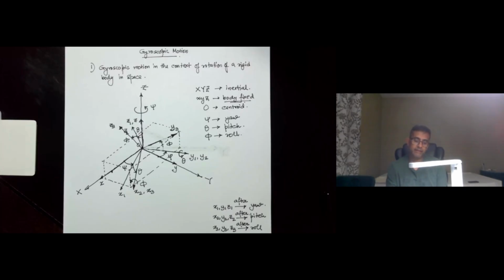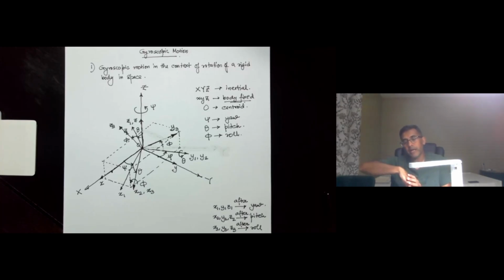Now the question will be, why did we discuss this? The reason we discussed this is because our goal is to study the dynamics of the rotational motion of the rigid body, the arbitrary rotation of a rigid body in space. So hence, we need to define an arbitrarily oriented configuration of the rigid body, and we are using these Euler angles.